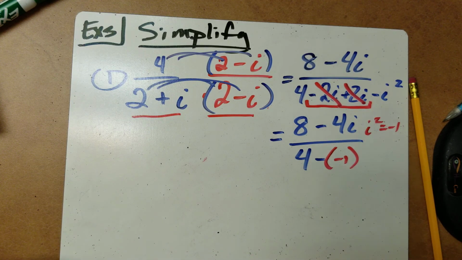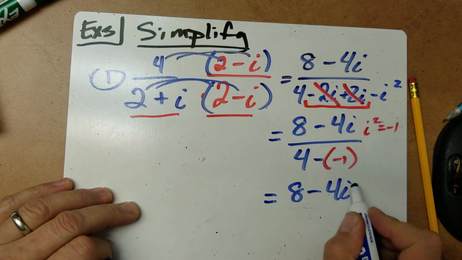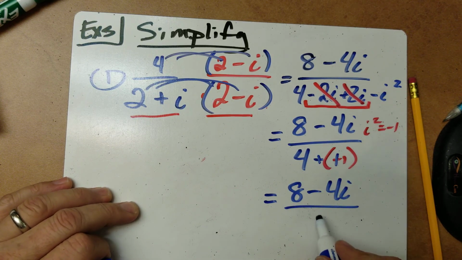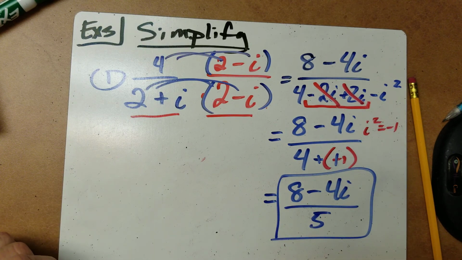Now, what does that do for my answer? Here's what it does. I get 8 minus 4i. And then I'm going to make those positive. 4 plus 1 is 5. Can I reduce? In this one, the answer is no, but I'll show you an example in a second that you can. What do I want you to see in this?